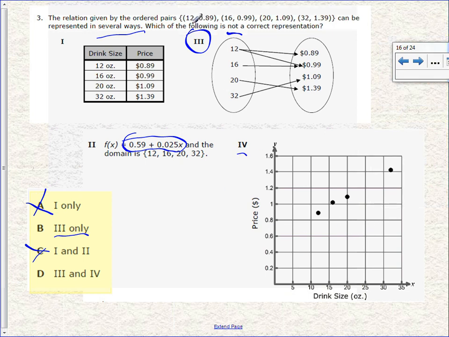If you match the ordered pairs, 12 and 89 cents, is this 89 cents? Yes. What about 16.99? Is this 99 cents or is it more than $1? More than $1.